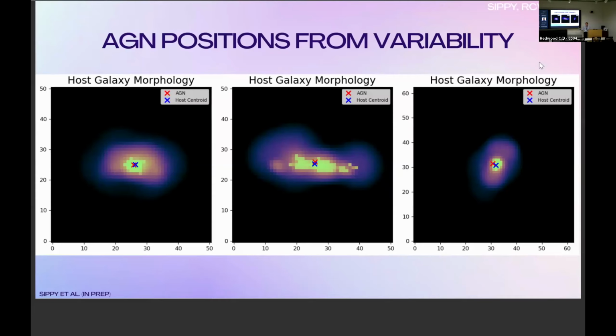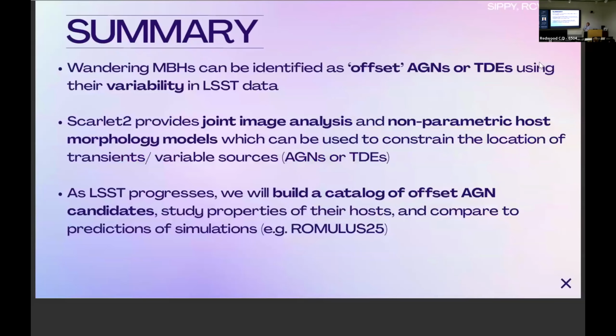We do get a bit of scatter, especially with the AGNs where the amplitude of the variability is smaller, and the error bars are getting larger there. But yeah, this is the control sample, so we want them to be in the middle of the galaxy. So this is good. And yeah, that's my summary slide. I'll leave it there. Thank you.